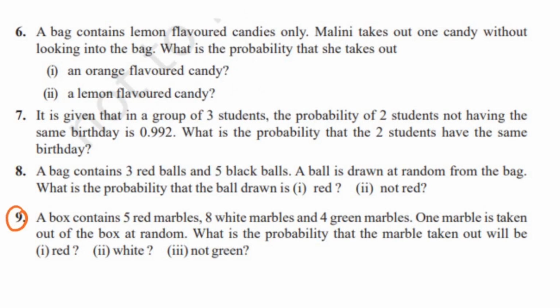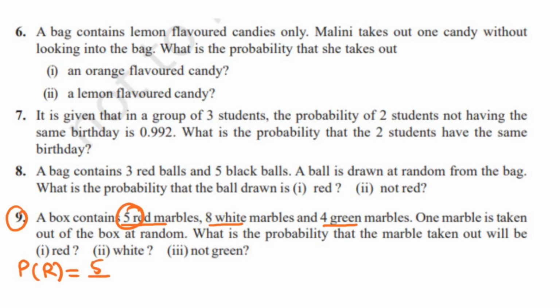The 9th question. A box contains 5 red marbles, 8 white marbles and 4 green marbles. 1 marble is taken out of the box at random. What is the probability that the marble taken out will be the red one? As I said, before answering, first write the formula which is used to calculate probability of happening of an event, which is the total number of favorable outcomes divided by the total number of outcomes. So here, after writing that step, we should write the first bit answer, that is probability that it is a red marble. So how many red marbles are there? 5.